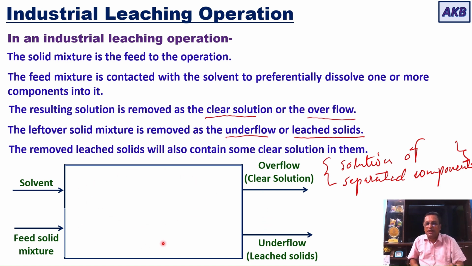In this way, you can simply understand the unit operation of leaching. Feed is a homogeneous solid mixture. It is contacted with solvent. At the end, you will get a solution of the separated components, and that solution is the overflow or clear solution. Then you have leftover solids, which also contain some amount of clear solution, and the leach solids along with the associated clear solution are removed from the operation as underflow, or leached solids. I hope you have understood the concept and how the operation of leaching is carried out.